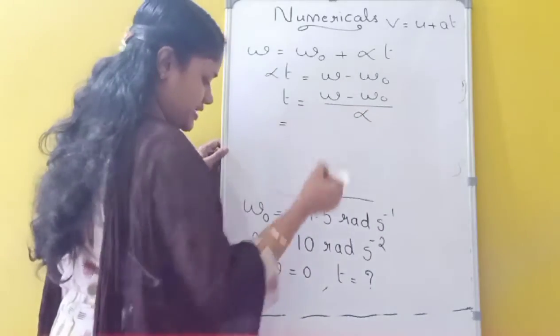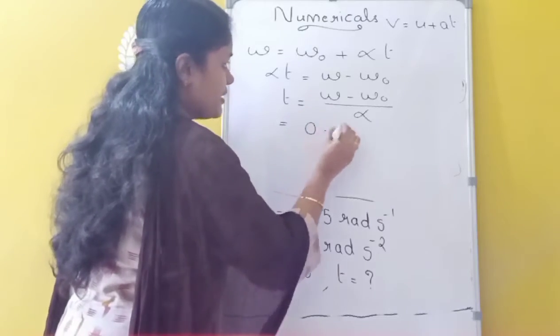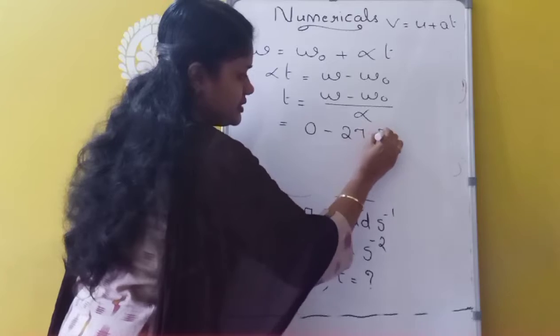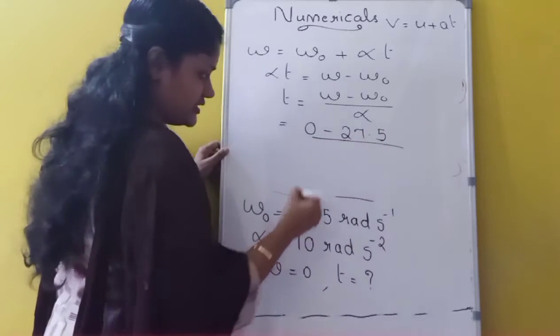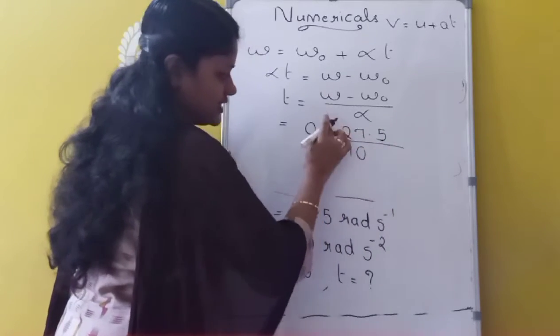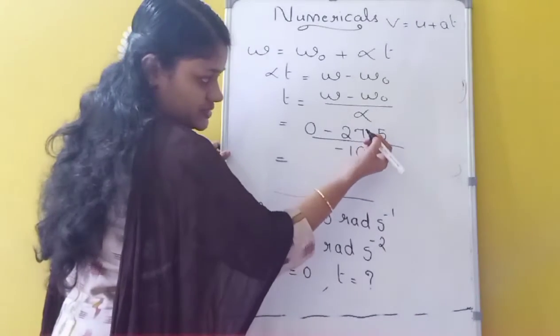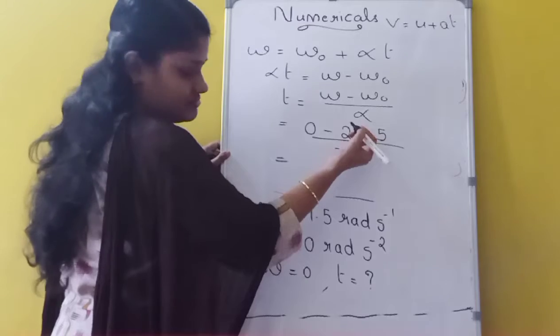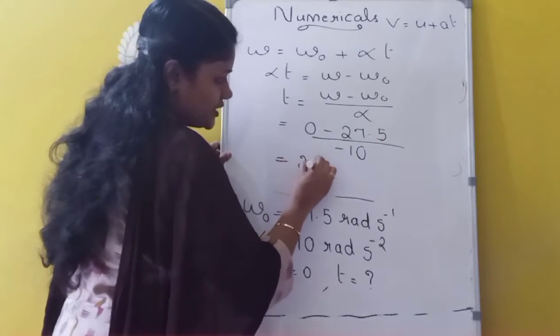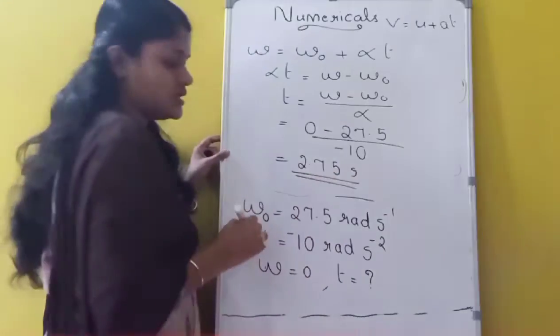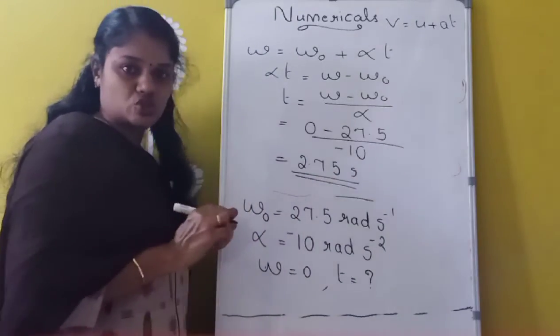So you will be getting: what is omega? Omega is 0, minus omega 0 is 27.5, divided by, what is alpha here? Minus 10. So this minus now becomes plus. So dividing by 10 means we can move this decimal towards the left. So you'll be getting 2.75 seconds. So this is the time after which this body comes to rest.